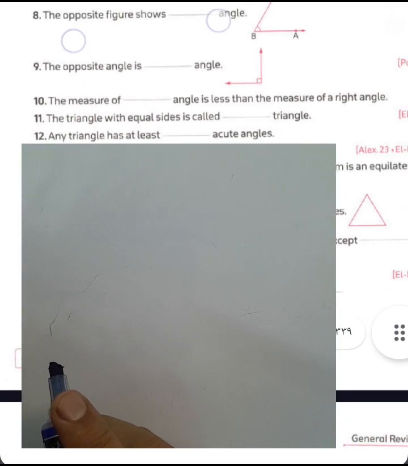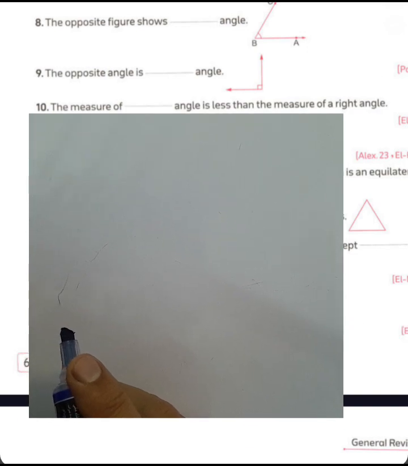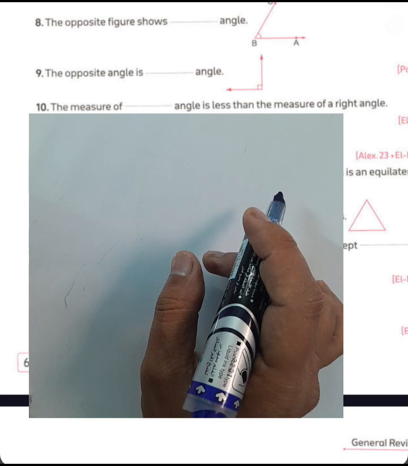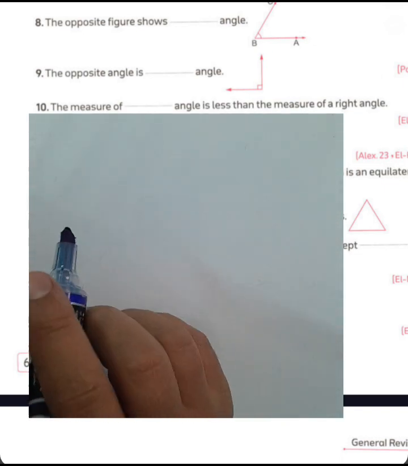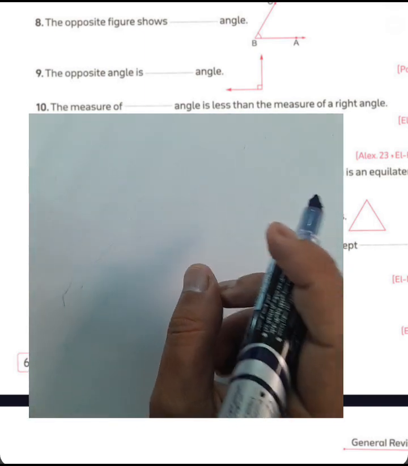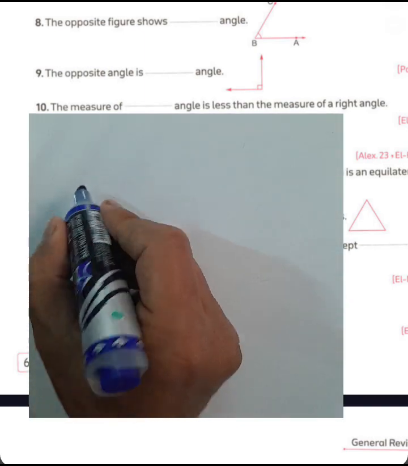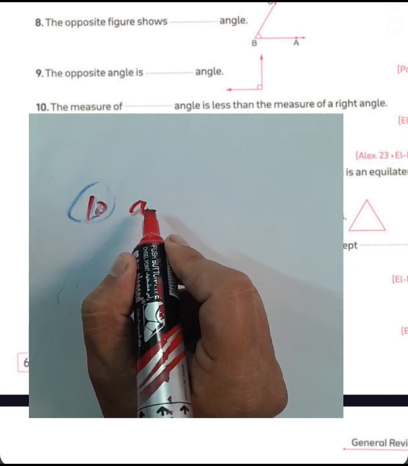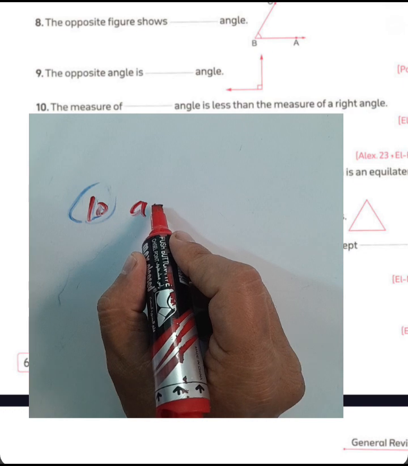Question number 10. The measure of an acute angle is less than the measure of a right angle. Acute is less than right, because a right angle is 90 degrees, and the measure of an acute angle is less than the measure of a right angle. Question 10. Acute angle, we can write acute.